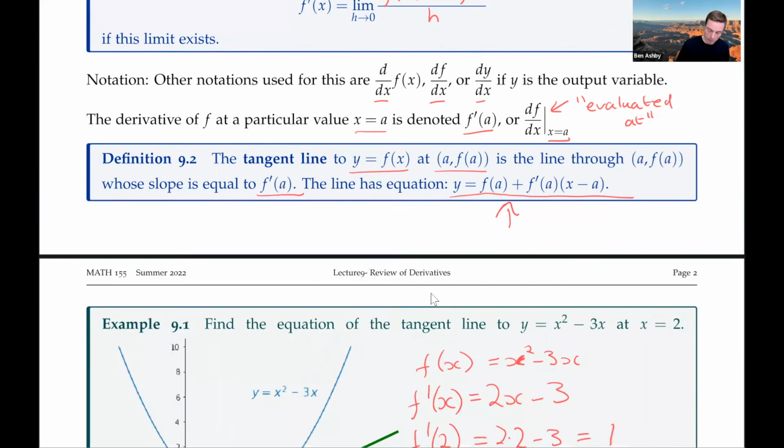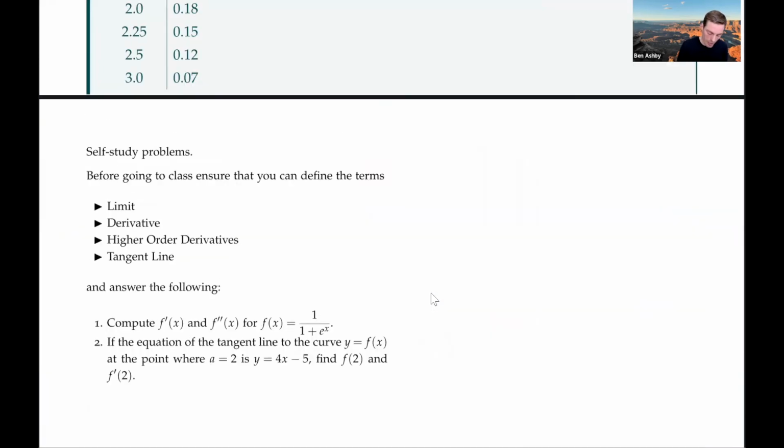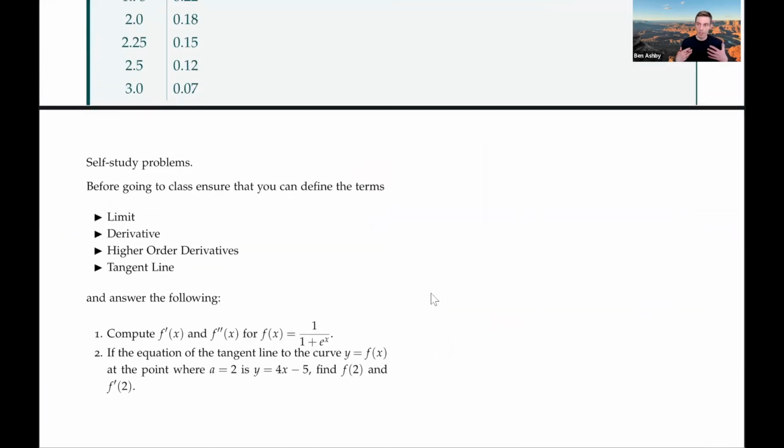Okay, that's it for our review of the derivative. Make sure that you have remembered how to calculate the derivative, what its definition is. We're going to be moving on soon to talking about partial derivatives. So when we've got functions of more than one variable, how do we work out derivatives in those situations? Okay, thanks very much. Bye.